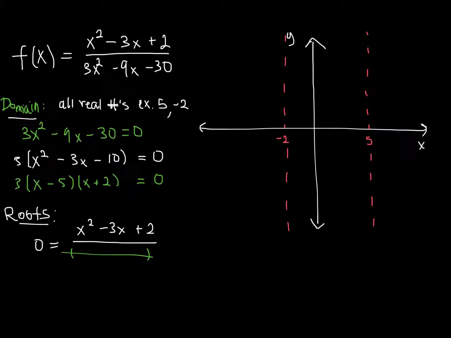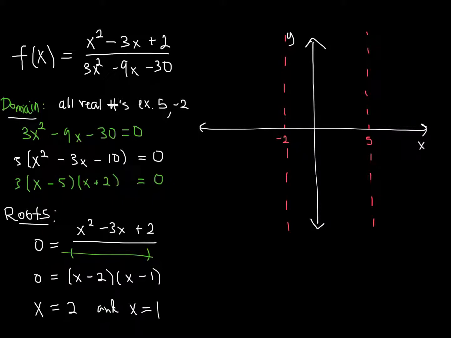And you can again use the quadratic formula, or you can factor, and this will be x minus 2 and x minus 1. So we now know that our numerator, or in other words, our whole function, will be equal to 0 when x is equal to 2 and when x is equal to 1.